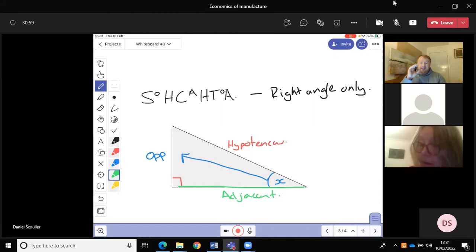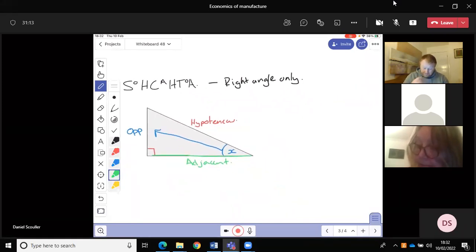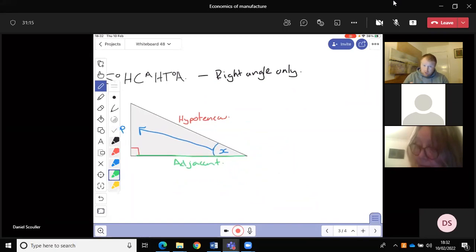Okay, so the adjacent side always touches the angle that you're working with. So the angle that you're putting into the equation, or the angle you're trying to find, has to touch the adjacent side. The hypotenuse is always the longest, so the hypotenuse will always touch the angle as well. The side that isn't the hypotenuse touching the angle is going to be your adjacent.